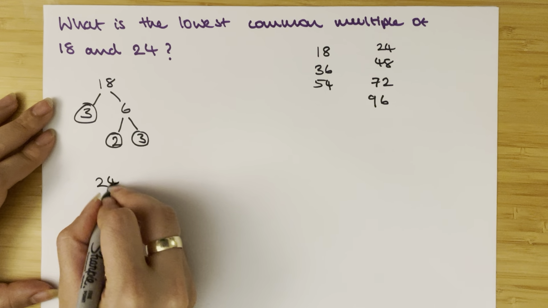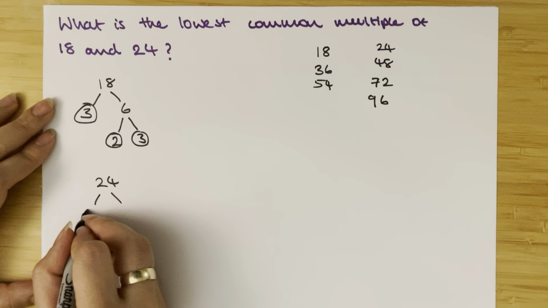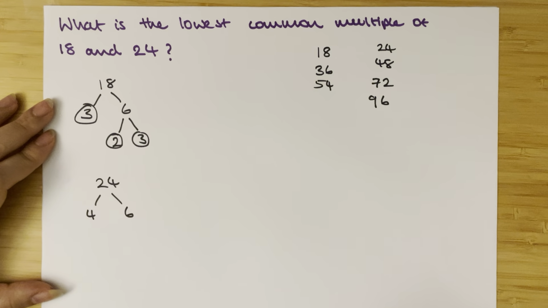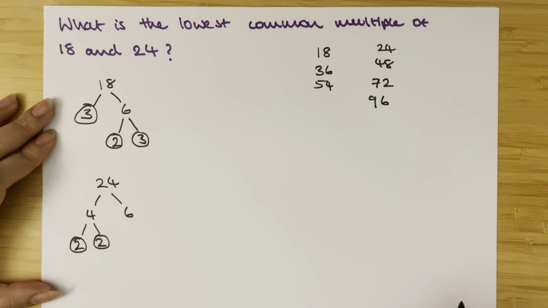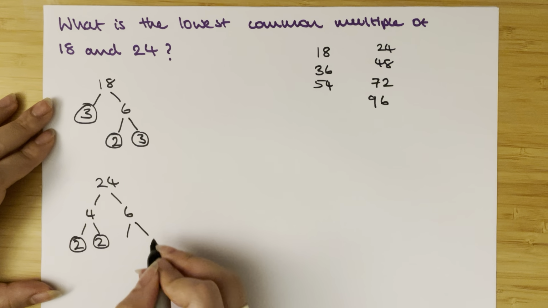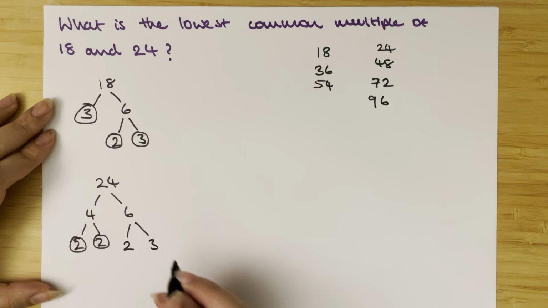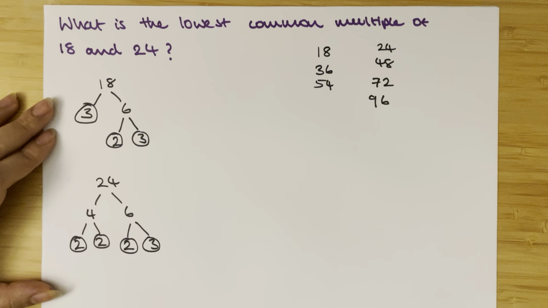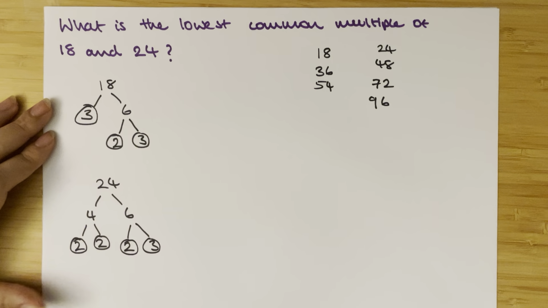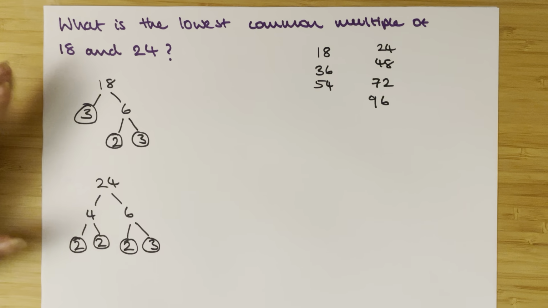Then you do 24. So 4 and 6 multiply to make 24. What multiplies to make 4? 2 and 2. These are each prime, so you circle them. And 6, there's 2 and there's 3. And these are also each prime, so you circle them. And when you circle them, that's the end of that branch of the tree.